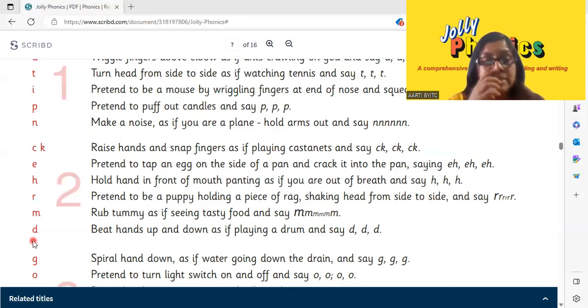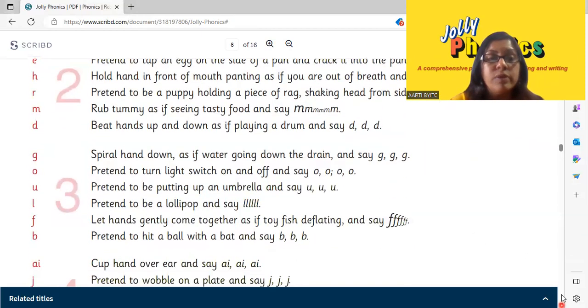Now comes letter D. Letter D is beat hands up and down. You have to beat your hands up and down, as if you are beating a drum. And when I do that, my action is like this only, as if I'm playing the drum. And what am I saying? D, d, d, d, d, d. So this is the sound of letter D. Very simple. Okay, so we have done group 2 as well. Now I'm moving towards group 3.